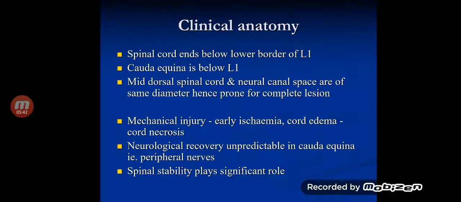From the clinical point of view, which is very important to know in the anatomy, the spinal cord ends below the lower border of the L1. This is in the adult. In children, it usually ends at the level of L3, L4. The spinal levels do not correspond to the cord levels.